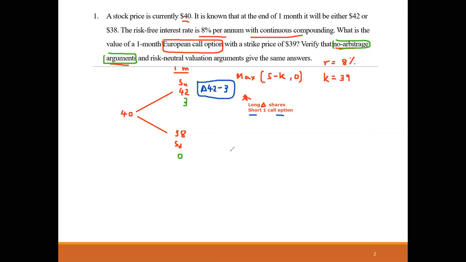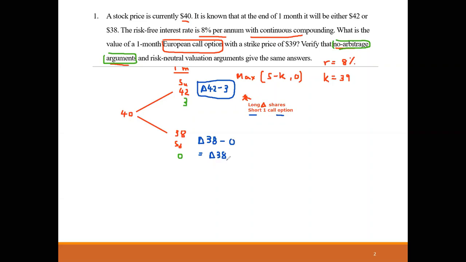What would be the value of the portfolio if it goes down then? If it goes down, you have delta number of shares with you and the share price is 38, so number of shares multiplied by 38. But now the payoff is 0, so this would be minus 0. In other words, the value of the portfolio will be equal to delta 38. So if it goes up, your value of the portfolio is delta 42 minus 3. If it goes down, it would be delta 38.